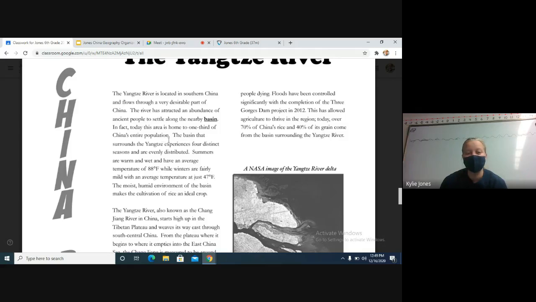The basin that surrounds the Yangtze experiences 4 distinct seasons that are evenly distributed. Weather is coming up. Summers are warm and wet and have an average temperature of 88 degrees Fahrenheit, while the winters are fairly mild with an average temperature of just 47 degrees. The moist, humid environment of the basin makes the cultivation of rice an ideal crop.